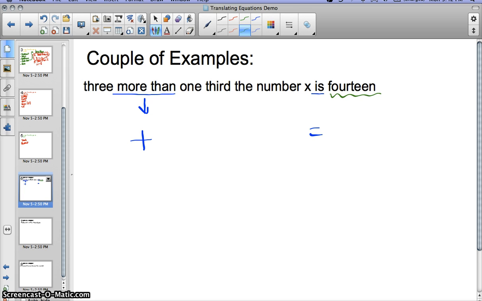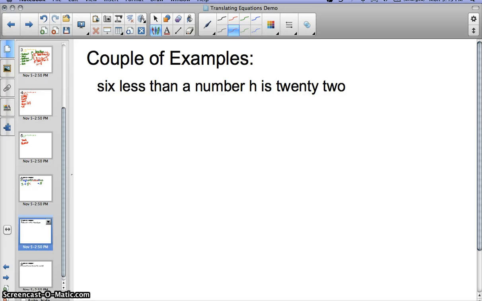Let's take care of the easy stuff. 14. Write it down. 3. Write it down. 1/3. Write it down. 1/3 of what? Oops, forgot to underline that one. 1/3 of the number x. Boom. So 3 plus 1/3 x equals 14. We're not looking to solve these. We just want to translate them. Can we take words, turn it into a mathematical equation? Just did it. Let's try another one.